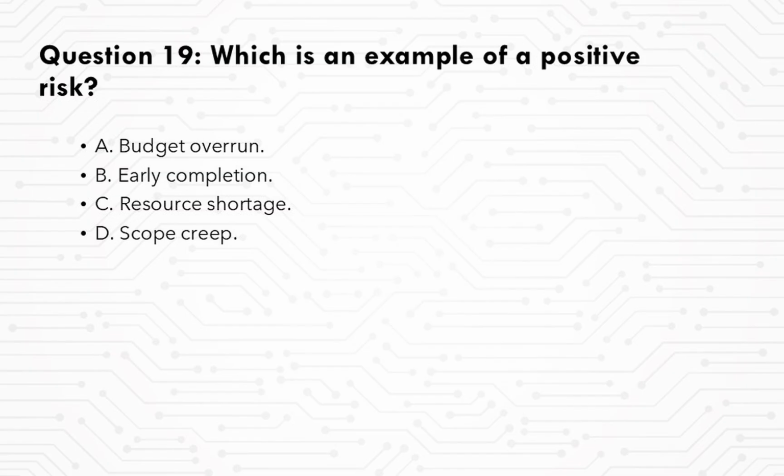Question 19. Which is an example of a positive risk? A. Budget overrun. B. Early completion. C. Resource shortage. D. Scope creep. Answer: B. Positive risks, opportunities, benefit the project.